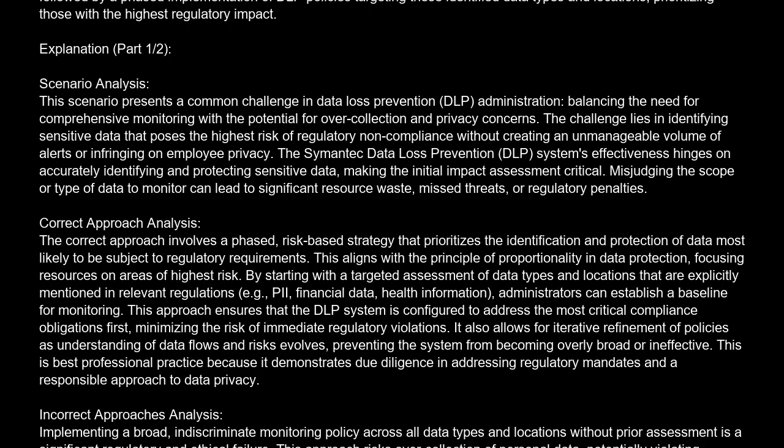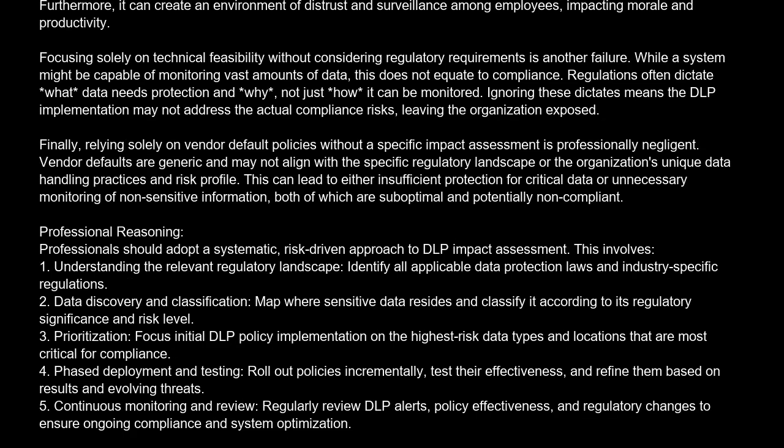Incorrect approaches analysis. Implementing a broad, indiscriminate monitoring policy across all data types and locations without prior assessment is a significant regulatory and ethical failure. This approach risks overcollection of personal data, potentially violating privacy regulations by capturing information that is not necessary for compliance or security purposes. It also leads to alert fatigue, where the sheer volume of low-priority alerts can obscure genuine threats, undermining the effectiveness of the DLP system and increasing the likelihood of missing critical incidents. Furthermore, it can create an environment of distrust and surveillance among employees, impacting morale and productivity.